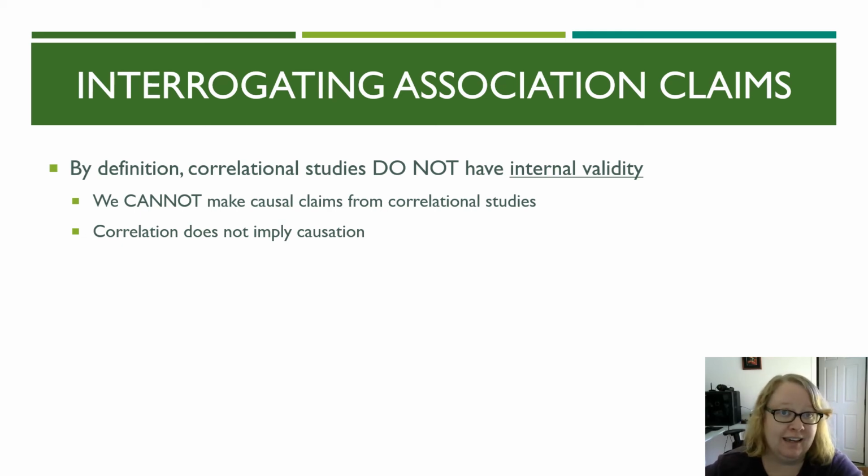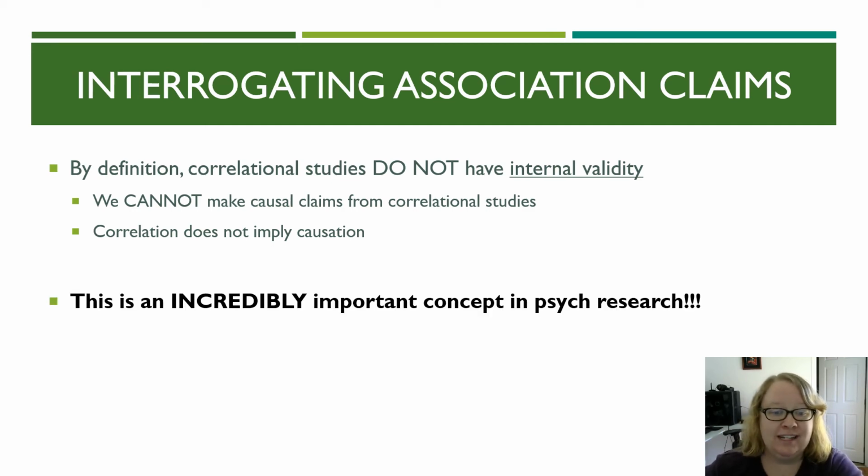And we talked about this before, this is one of the biggest mistakes that journalists make when they're writing about research results. They take a correlational study and write a headline that implies causation using those causal verbs. And that's a big mistake because you cannot do that. So this is an incredibly important concept in psych research. You've probably heard this in your other classes. If you haven't already, you will in the rest of the psych major. Correlation does not equal causation. Correlation does not imply causation.